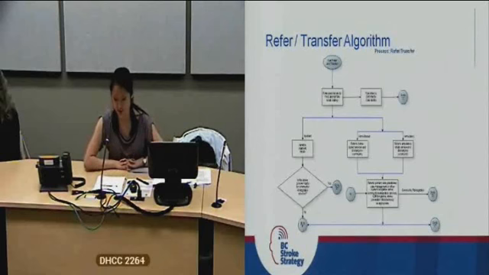The third algorithm is the referral and transfer one. So this gentleman that we have in our example needs inpatient rehab. Now we have to look to see what is the most appropriate level facility for him. It may be within the region or out of his home region.